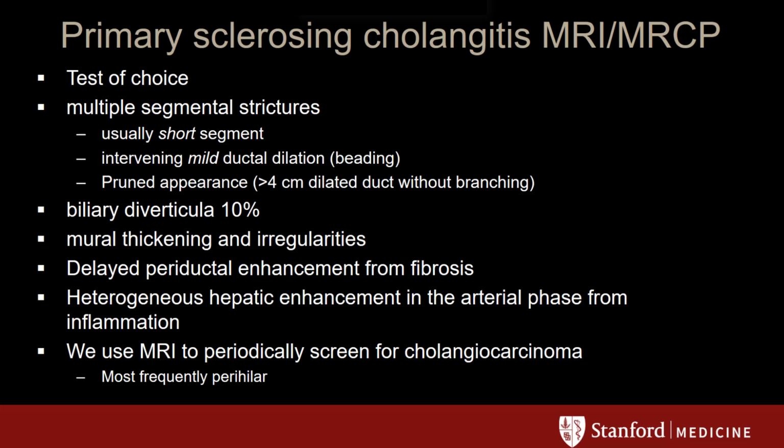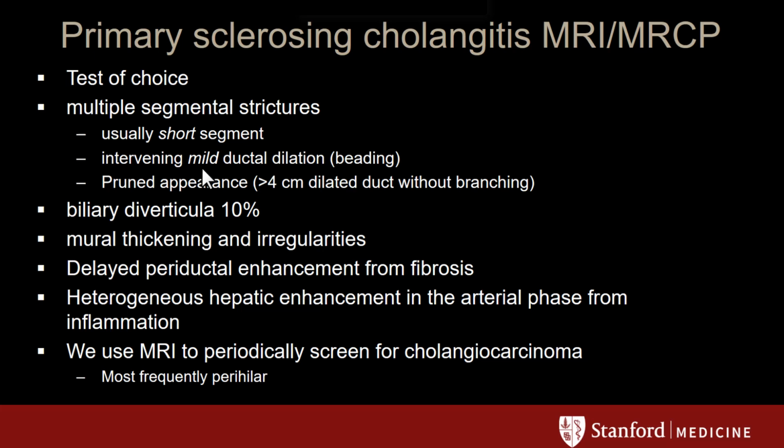On MRI, MRCP, you see segmental strictures. They're usually short segment with intervening mild ductal dilation, which is called beading. The ducts don't dilate up that much because of the fibrosis. And so, when you do see a very dilated duct or a dominant stricture, we think about cholangiocarcinoma.